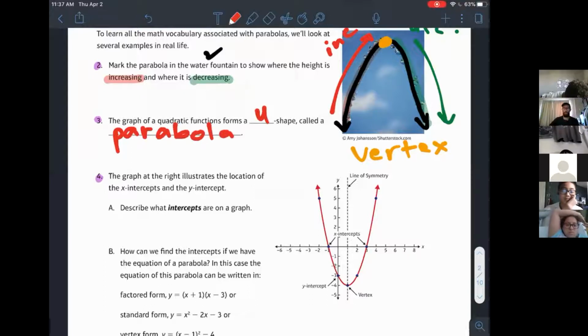Looks like parabola. I always pronounce it parabola. Parabola sounds like a disease.